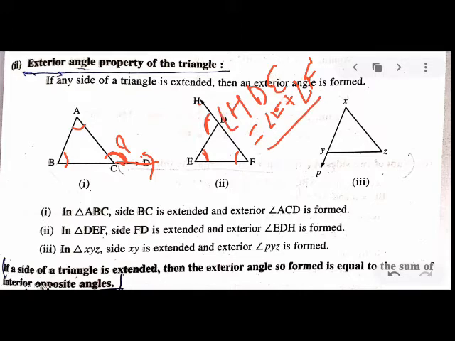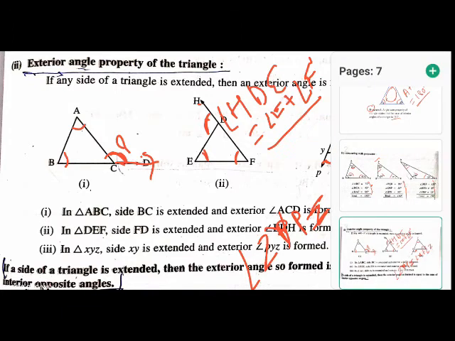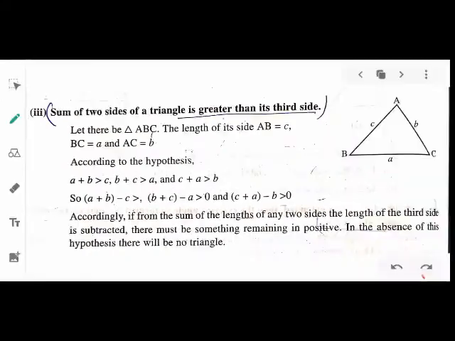For example, if you see this outside angle, that is angle ZYP, then angle ZYP is equal to angle X plus angle Z. If you add angle X and angle Z, the value will be equal to angle P. That means the value of the exterior angle will be equal to the sum of angle X plus angle Z. Now let's go to the next theorem.